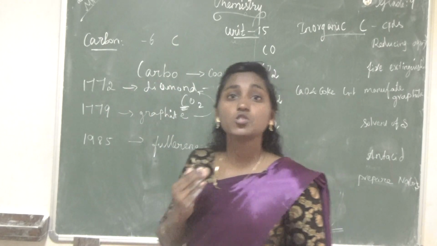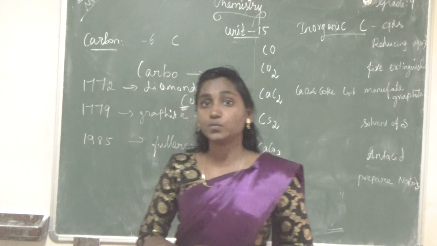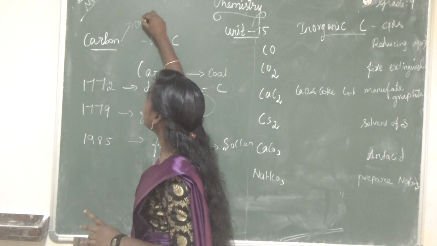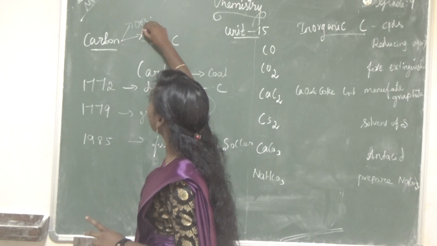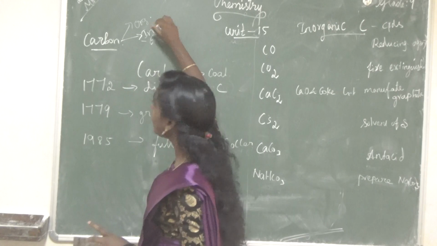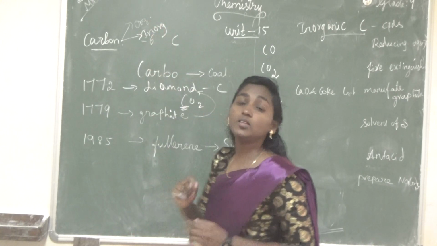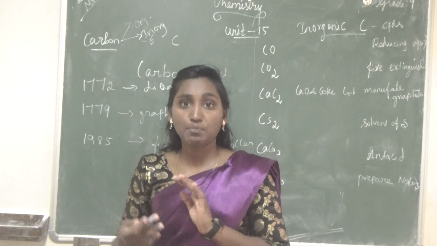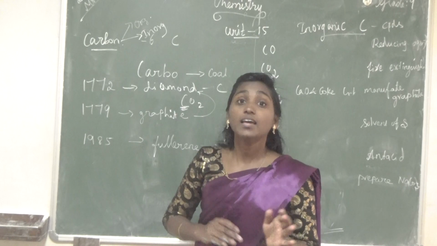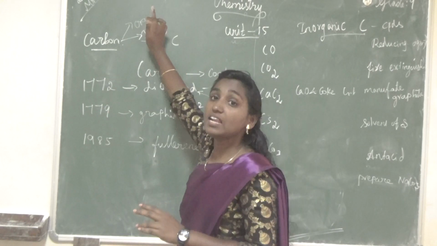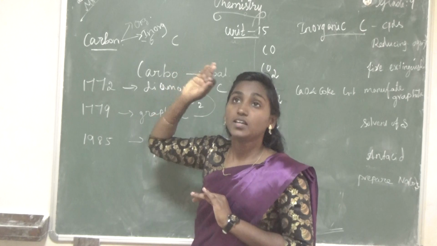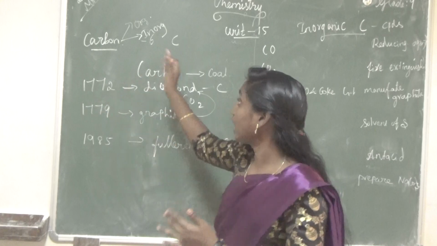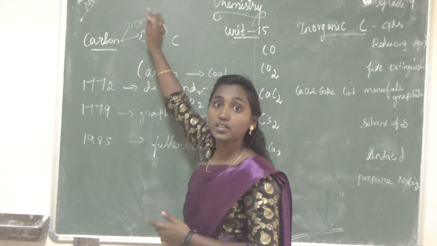Next we are going to study the classification of carbon compounds. Carbon compounds are classified into two types: organic carbon compounds and inorganic carbon compounds. Organic carbon compounds are mainly obtained from natural things, mostly living things like plants and animals. In plants and animals they have starch and cellulose, and from there organic carbon compounds are prepared.